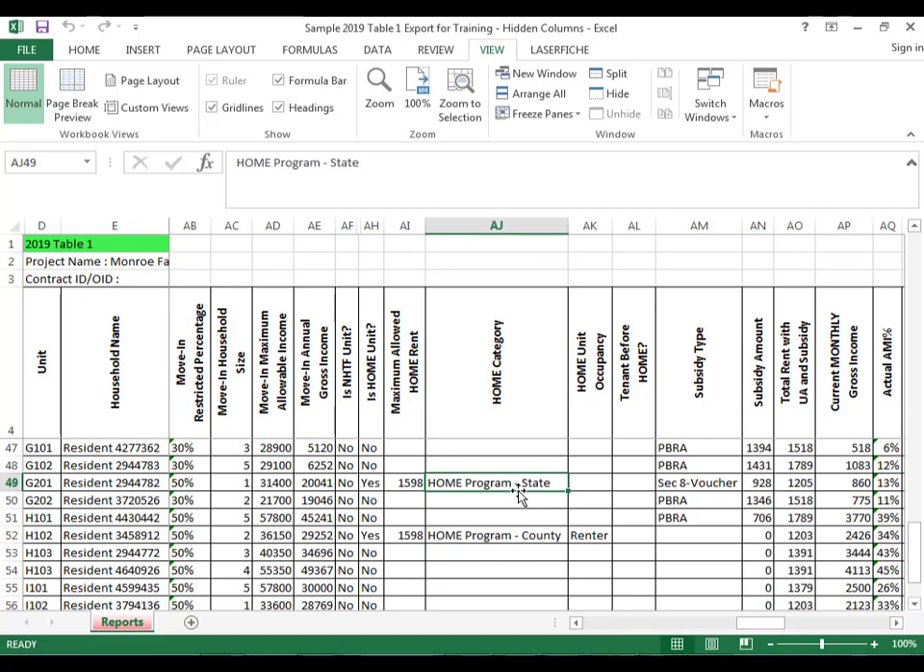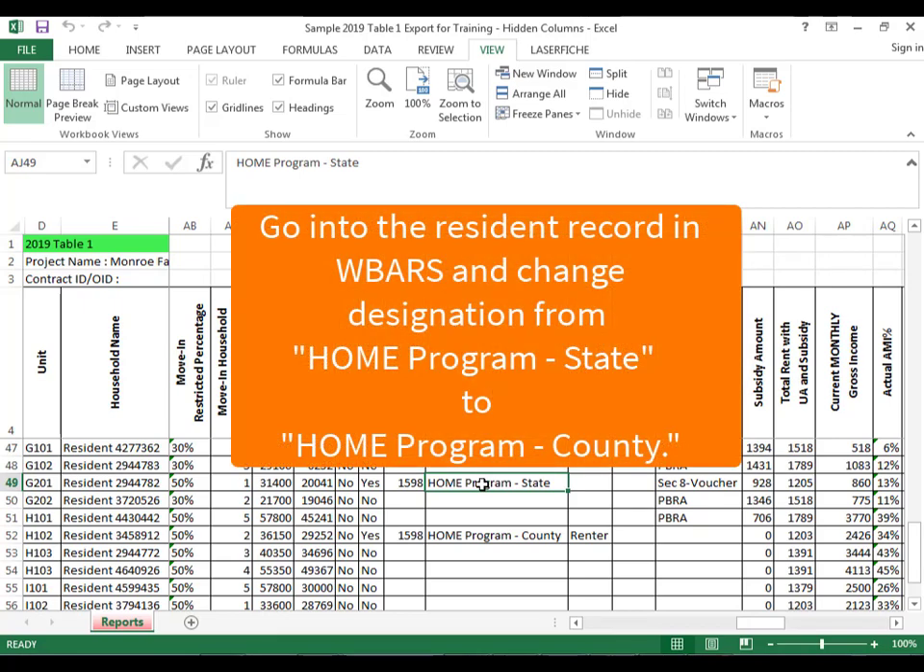So again, thinking back to that annual summary report that we looked at, I pointed out that all of the home units on this property are required at the county level, and there was one reporting at the state level. This G201, this is the one that's reporting at the state level. Since there are no state home requirements for this property, the way to fix this one is to go into the resident record in WBARS and change the designation from home state to home county.